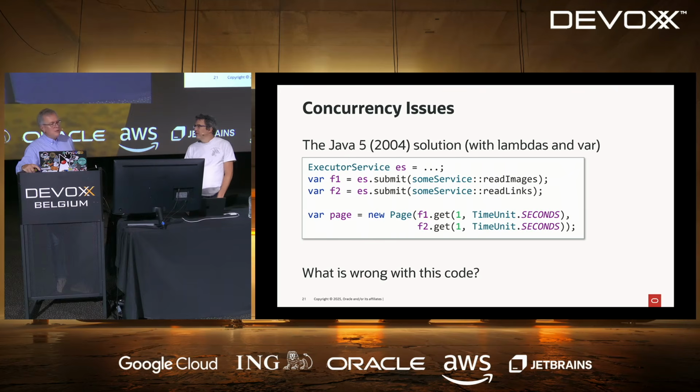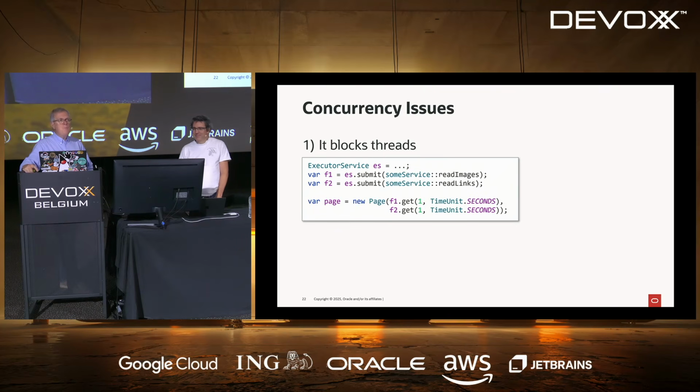And there are many things that are wrong with this code. Some are obvious, some are less obvious. How many bugs do we have here? I think 4. Yes, something like this. 3 or 4, it depends how you count. Yeah. The first kind of bug is that you block threads. And blocking threads is bad, right?